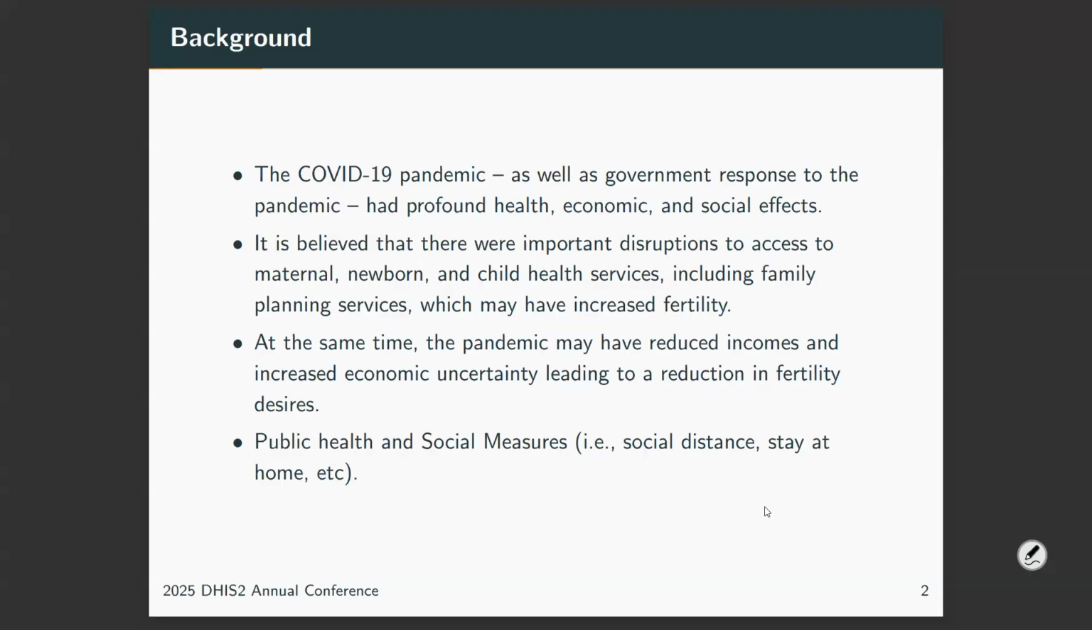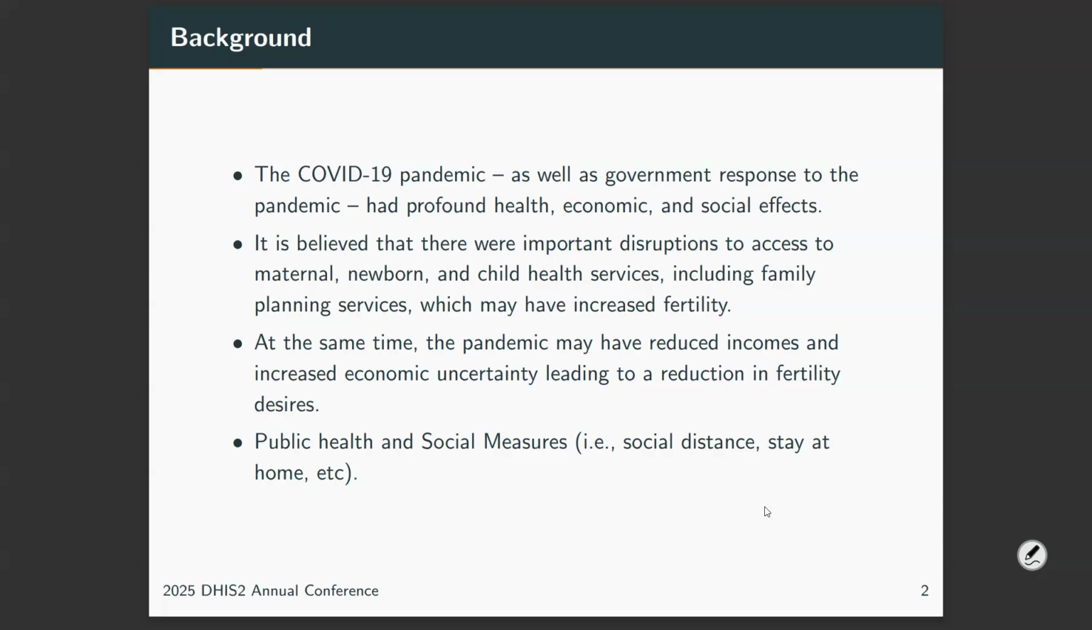And so you can see there's kind of this trade-off between reduced access to family planning, which would drive up your fertility, and increased uncertainty around economic conditions would actually reduce your fertility. And so it's sort of an ambiguous question about how this would actually play out in the real world. In addition, public health and social measures, for example, lockdowns, this is the first of my major typos, the incomplete sentence here, would also feed into this.